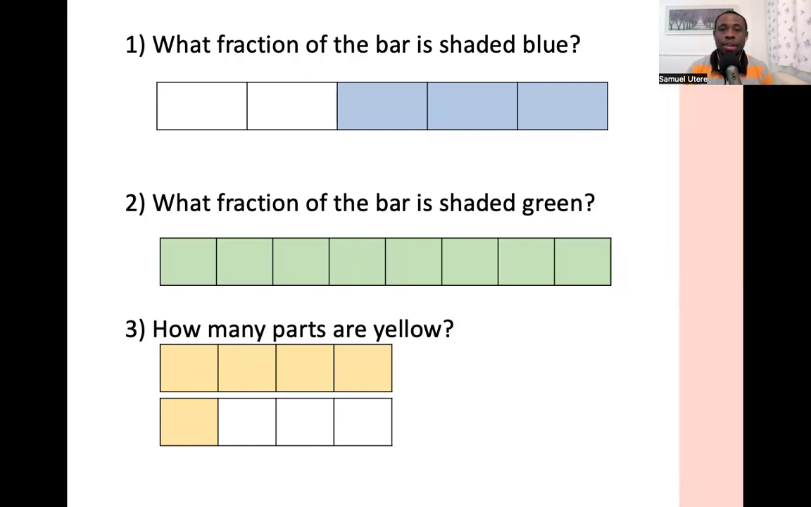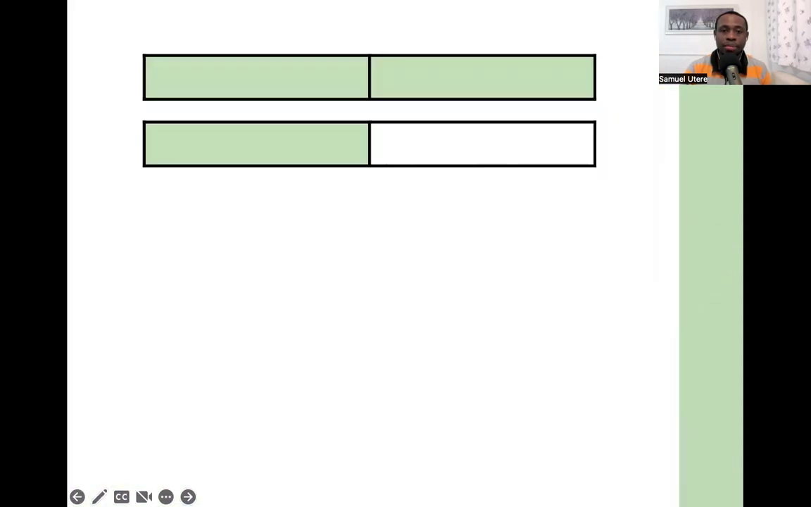Here you ask what fraction of the bar is shaded blue? The fraction that is shaded is 3/5. It's obvious. And then here, you ask what fraction of the bar is shaded green? It is 8 out of 8. So 8 out of 8 parts are shaded. Next, you ask how many parts are yellow. Of course, we can see that 5 parts are yellow. Okay, let's do some new learning.